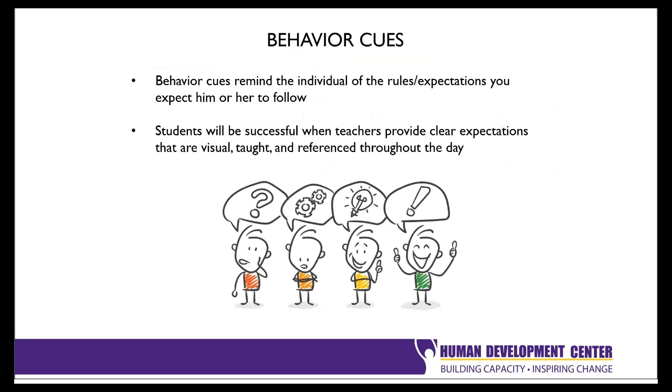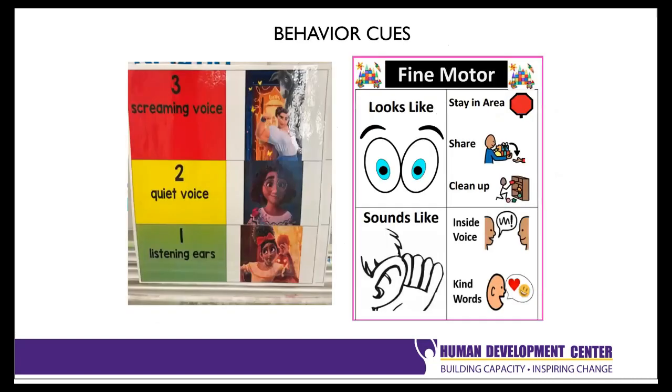All right, another way we use visual supports is with behavior cues. Behavior cues can remind the individual of the rules or expectations you expect him or her to follow. And with behavior cues, students will be successful when teachers provide clear expectations that are visual, taught, and referenced throughout the day. So here are some visual examples of behavior cues.